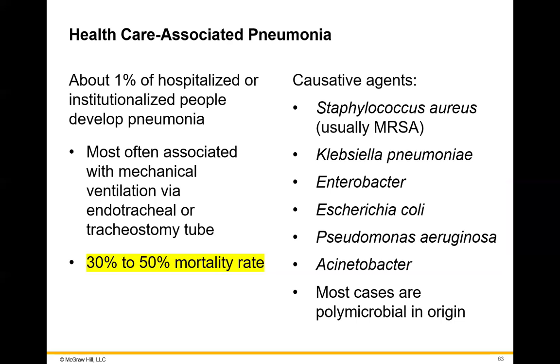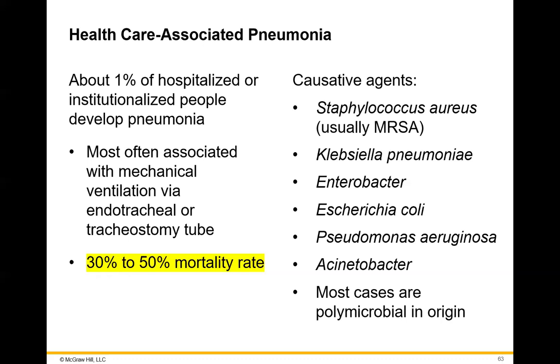You can get this in older aged individuals as well. You also have healthcare associated pneumonia, associated with being hospitalized in a healthcare setting. About 1% of people who are hospitalized, so admitted to hospitals, will develop pneumonia. 30 to 50% of those people will die from that. Right now, that's the current statistic here in the United States.